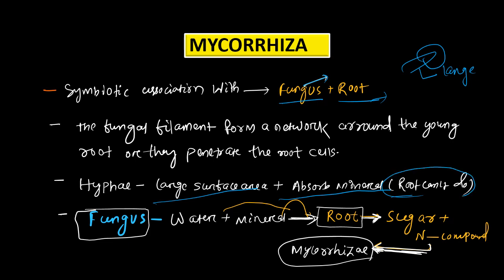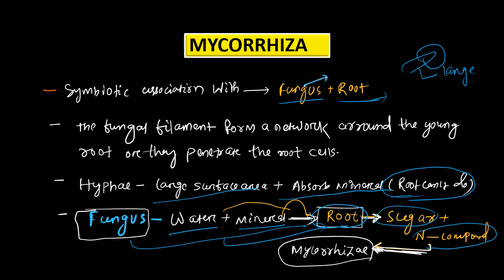We know the root is normally a small structure that cannot do this, but the fungus provides a large structure that absorbs minerals, so these minerals with water are provided to the root. After the fungus provides this, the root provides sugar and nitrogenous compounds. So the fungi provide water and minerals, and the root provides sugar and nitrogen compounds to the mycorrhiza. So they mutually survive.